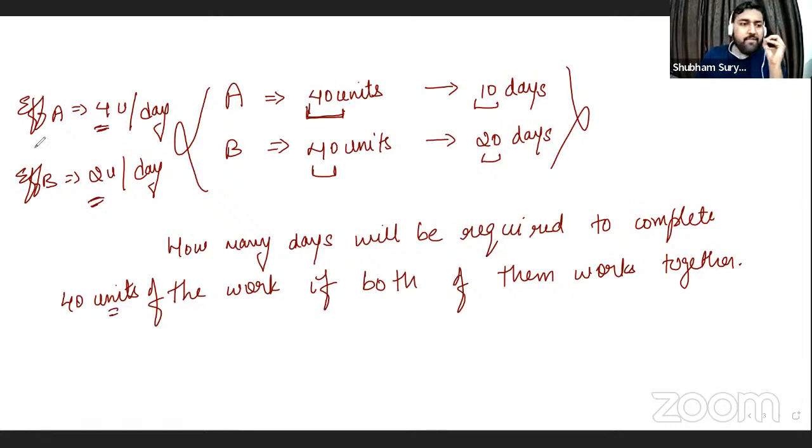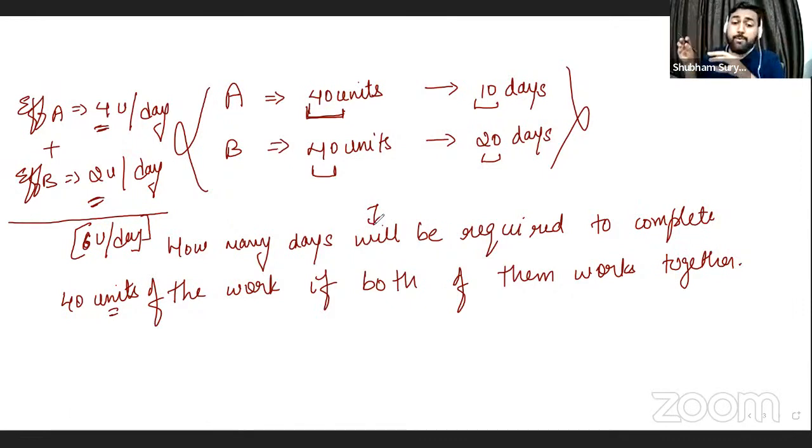Now if they start working together, overall they'll be able to finish 4 plus 2, 6 units of work per day. Overall they'll be able to finish 6 units of work per day. Now if I look at the question, it is asking how many days will be required to complete 40 units of work if both of them work together.